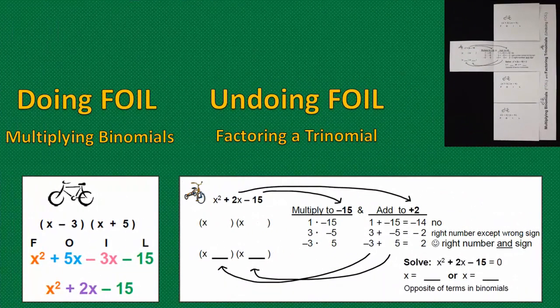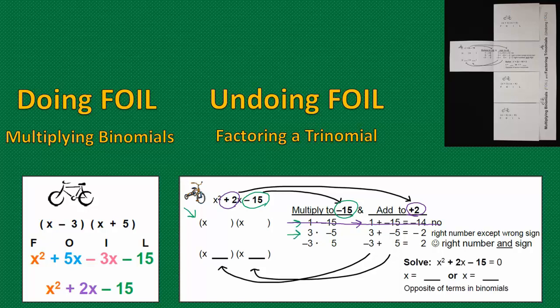We will undo FOIL with x squared plus 2x minus 15. We set up our two sets of parentheses for our two binomials, putting an x in each one. Then we start looking for two numbers that multiply to negative 15 and at the same time add to positive 2. 1 times negative 15 is equal to negative 15, but 1 plus negative 15 is equal to negative 14. We're looking for positive 2, so that is not what we need.